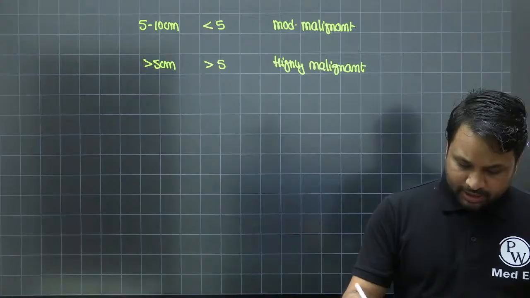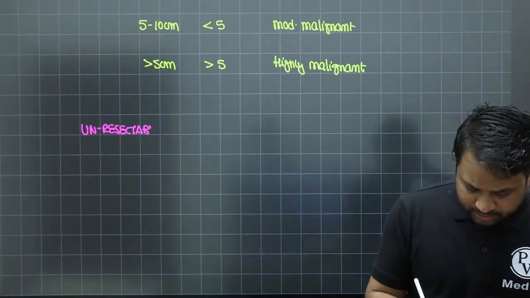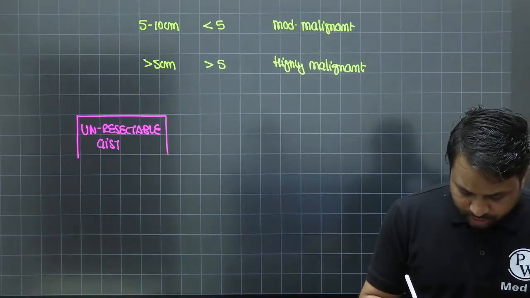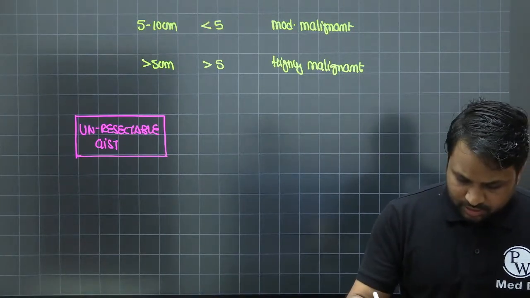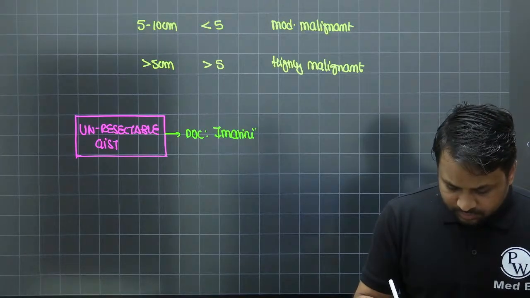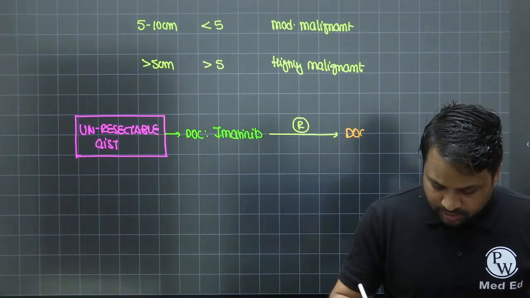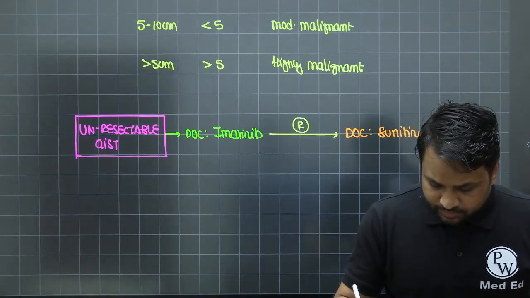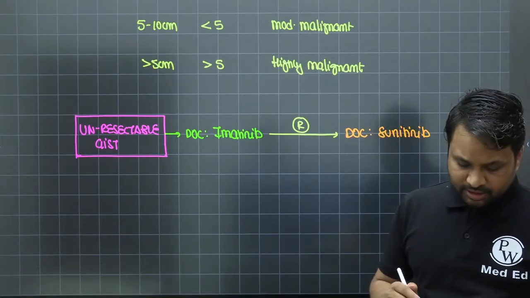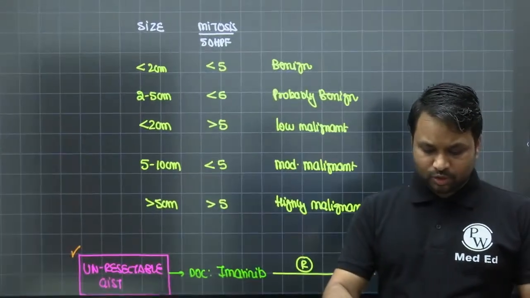Now, for unresectable GIST, we will be using imatinib. It is the drug of choice for an unresectable GIST. If there is resistance to imatinib, then there is another drug of choice for an imatinib resistant GIST. So this is how you're going to manage your gastrointestinal stromal tumor.